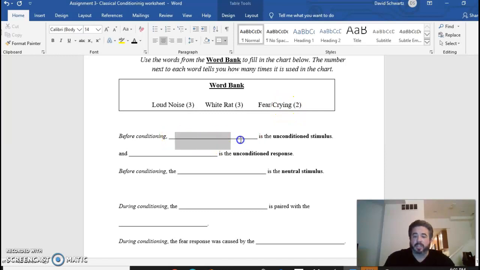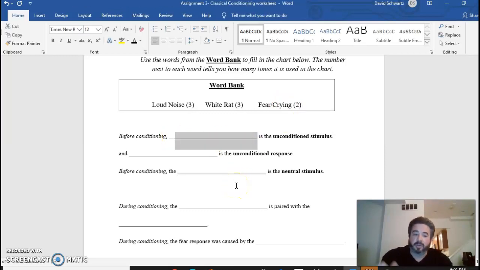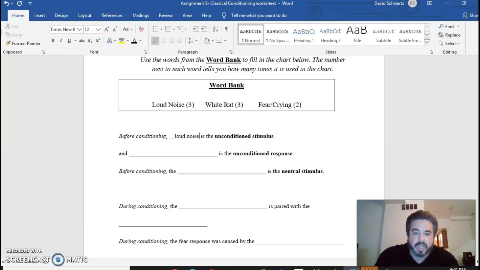Before conditioning, what is the unconditioned stimulus? People often say the white rat because that's what happens first. But the unconditioned stimulus is the one that produces the natural response. The natural response to the loud noise is fear and crying. Remember, I'm saying natural response, not neutral. Natural. So before conditioning, the loud noise is the unconditioned stimulus, and fear and crying is the unconditioned response.